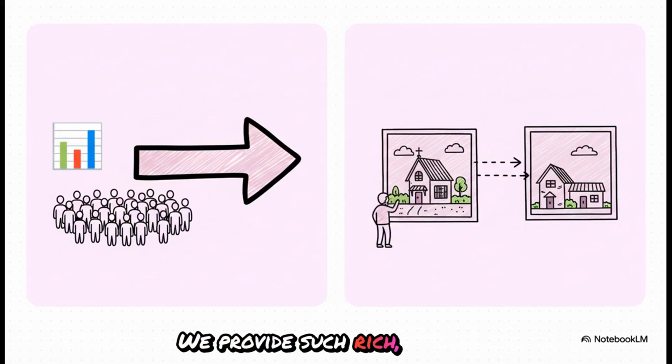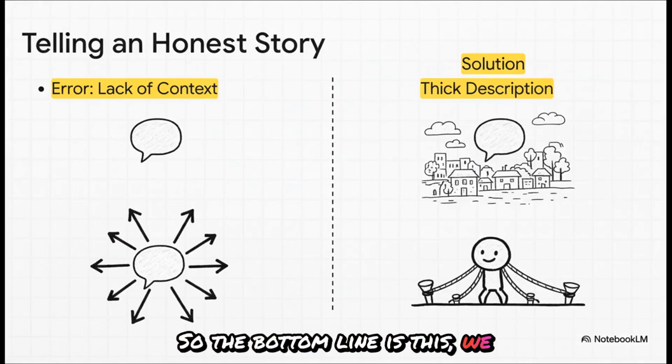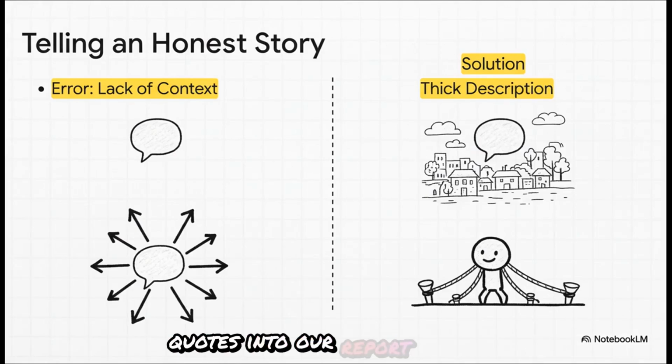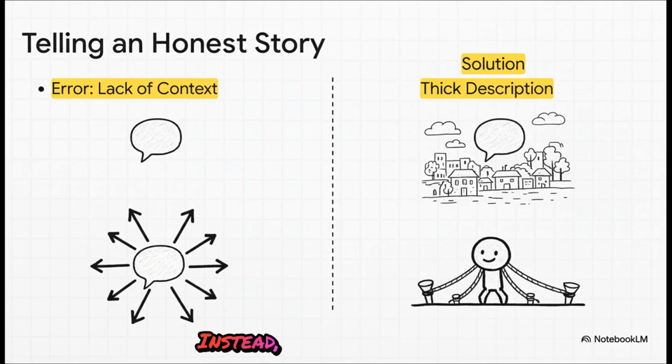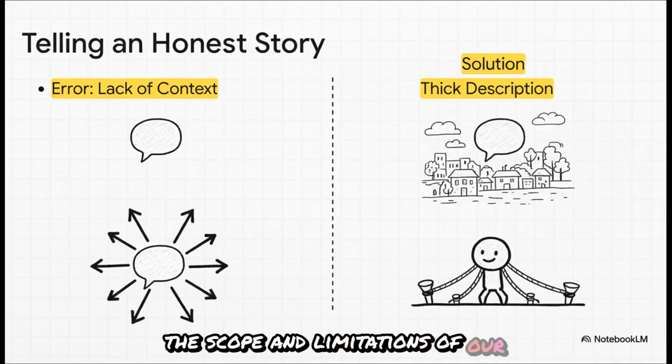We provide such rich, detailed context that the reader can look at our study and decide for themselves if the findings might be relevant or transferable to their own unique situation. So the bottom line is this. We have to avoid just dropping quotes into our report without any context. They need that thick description to give them real meaning. And we've got to resist that temptation to make these huge, sweeping claims. Instead, we stay grounded. We anchor our interpretations in the specific, lived experiences of our participants, and we're totally upfront about the scope and limitations of our work.